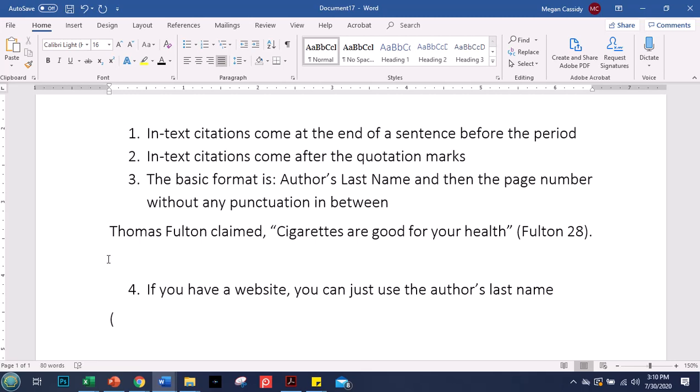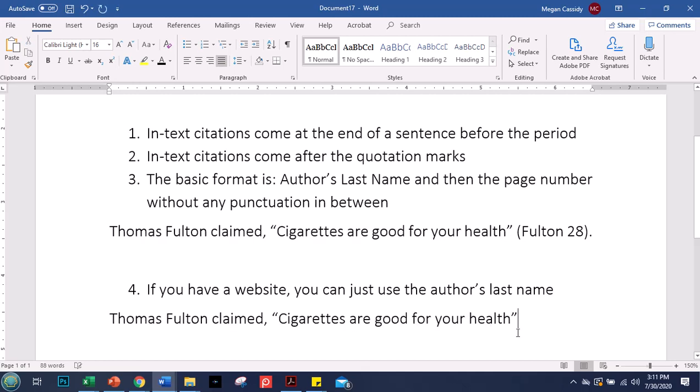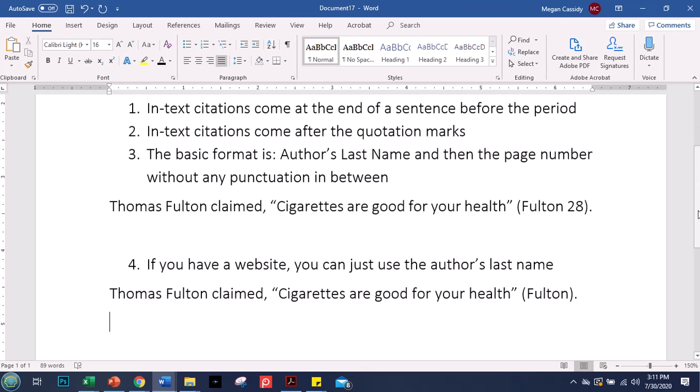There's another type of format called APA. MLA stands for Modern Language Association. APA is American Psychological Association. They want you to have a paragraph number if there's no page. So let's say that this quote from Thomas Fulton was from a website. There's no page number. Well, what I would do then is have the same thing like that, and then just his last name, Fulton. Okay, so far so good. We have one with the author's last name and page, and then we have one where there's no page numbers, so we just use the last name.